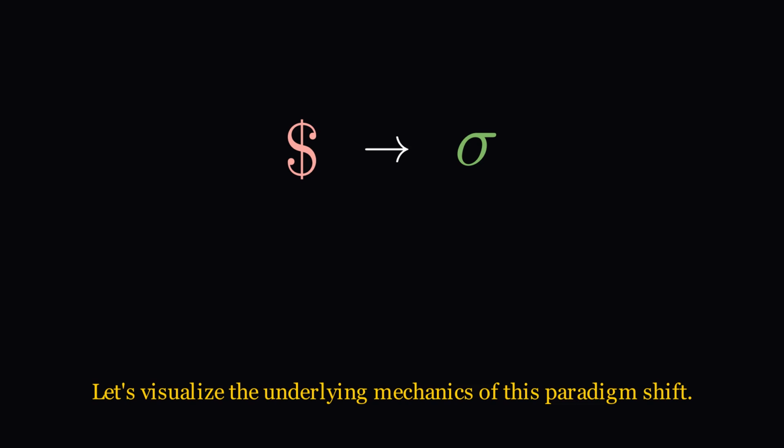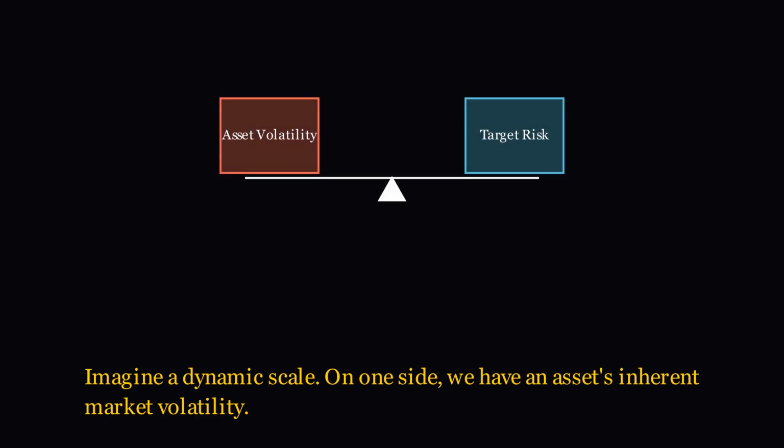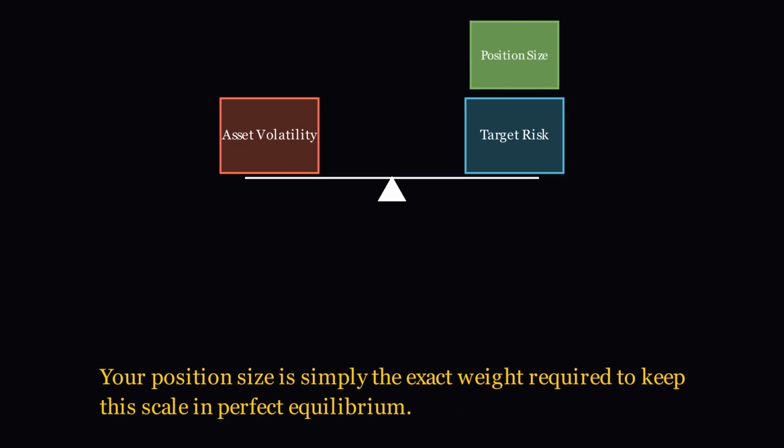Let's visualize the underlying mechanics of this paradigm shift. Imagine a dynamic scale. On one side, we have an asset's inherent market volatility. On the other side, we have our portfolio target risk budget. Your position size is simply the exact weight required to keep this scale in perfect equilibrium.